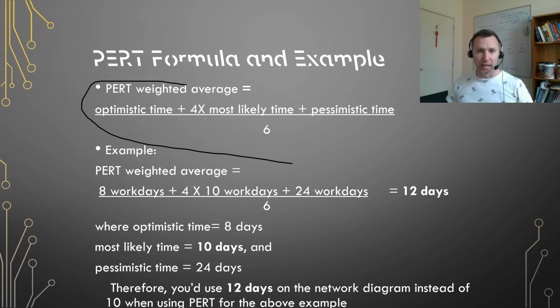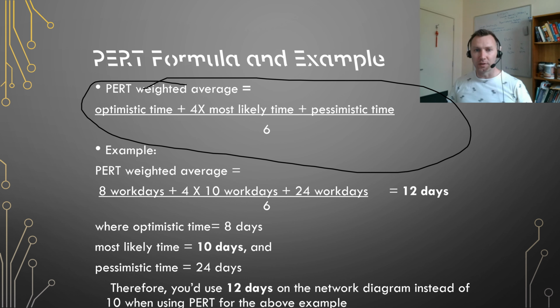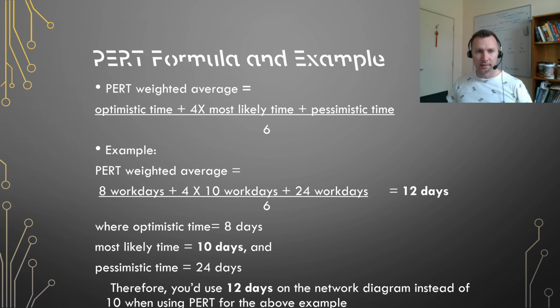Okay, so we calculate the PERT weighted average: the optimistic time plus 4 times the most likely time plus the pessimistic time, divided by 6. And so if it's 8 work days plus 4 by 10 work days plus 24 divided by 6, it gives us 12 days, where the optimistic is 8, most likely is 10, pessimistic is 24. So in this situation, we would use 12 days on the network diagram instead of 10 when using the PERT method.